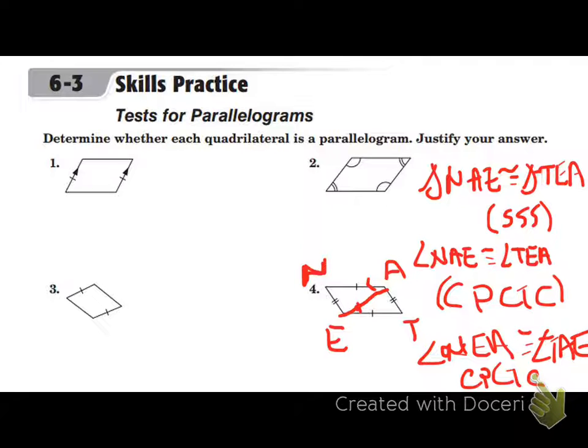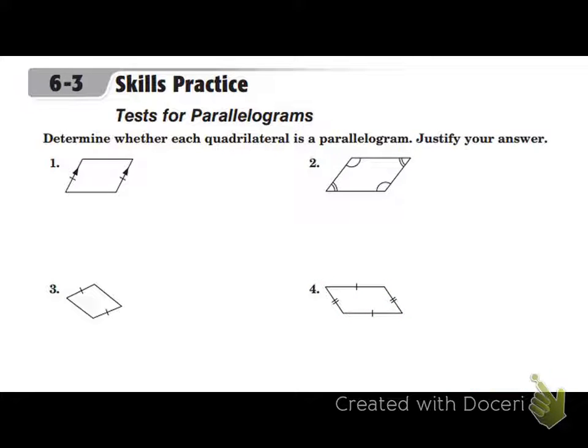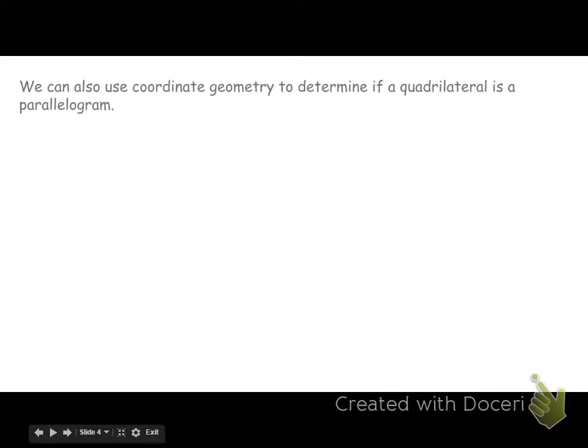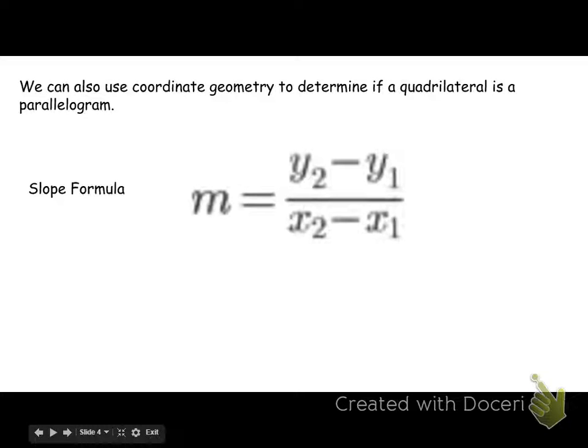All right. Let's move forward. We can also use a little coordinate geometry to determine if a quadrilateral is a parallelogram. We might need the slope formula today: y2 minus y1 divided by x2 minus x1. The ratio, the change in y over the change in x.